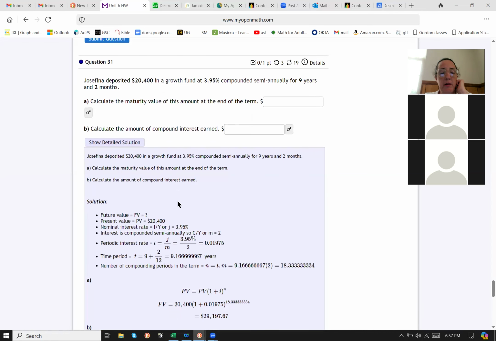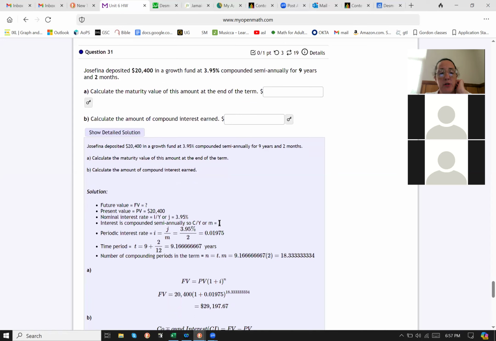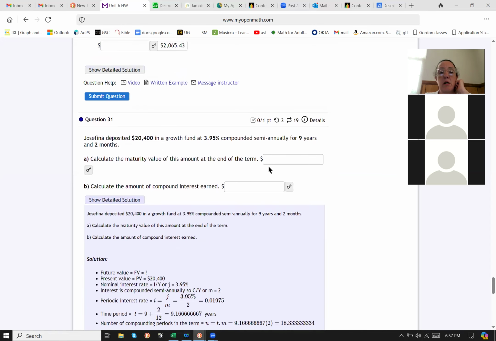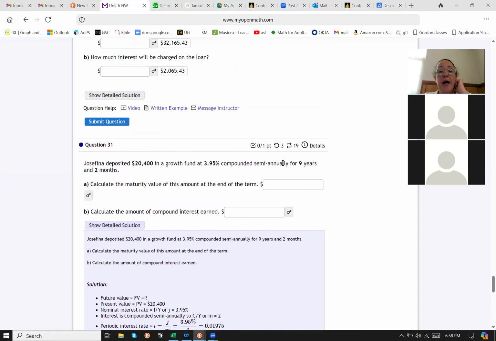Our N is 2 times per year. And for 9 years and 2 months. So to figure out that time, we're going to need to take the 2 divided by 12 this time. So I'm going to jot down these numbers and then we'll go into Desmos again.